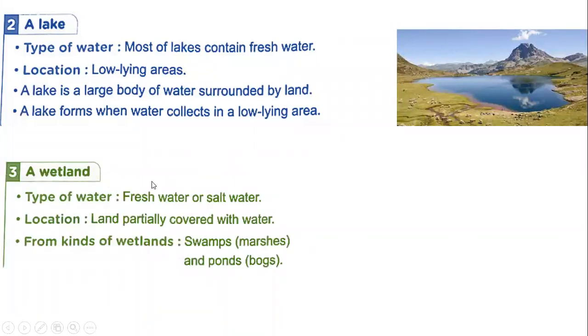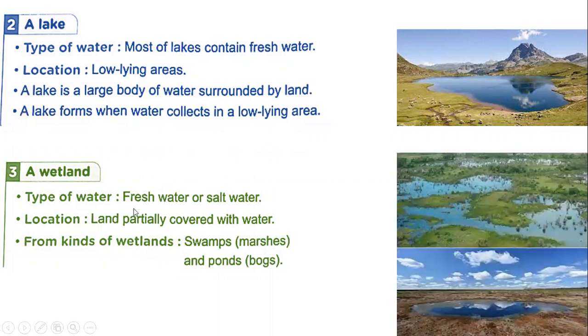Wetland اللي هي زي المستنقعات المناطق الرطبة كده. Type of water: wetlands contain fresh water and salt water. We have wetlands that contain fresh water and other wetlands that contain salt water.